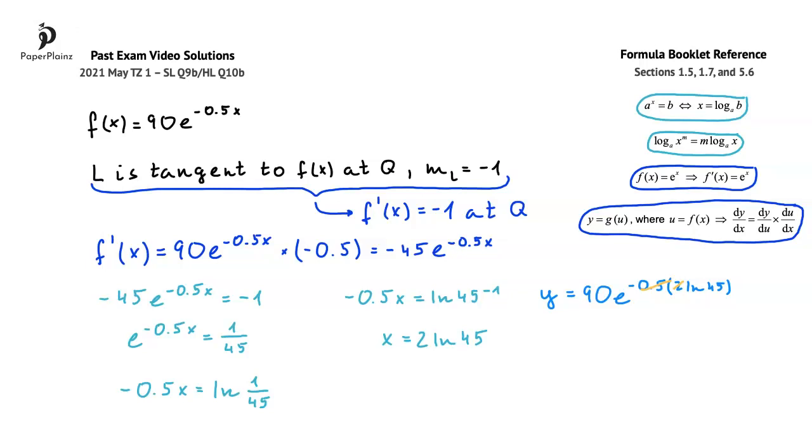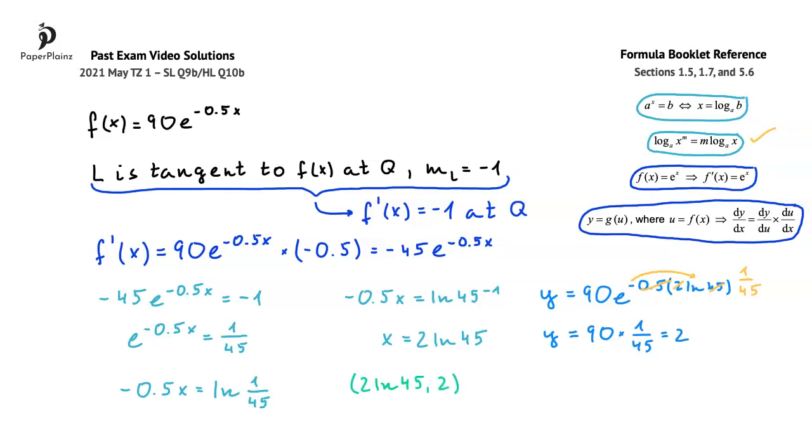Using the logarithmic law from section 1.7 that we used earlier, we can move the -1 from the front of the ln into the power inside the ln, so we get ln 45 to the power of -1, which is the same as ln 1 over 45. Since ln is log base e, e to the power of ln 1 over 45 is simply equal to 1 over 45. Therefore we get that y is 90 times 1 over 45, so 2. Therefore the exact coordinates of Q are 2 ln 45 and 2.